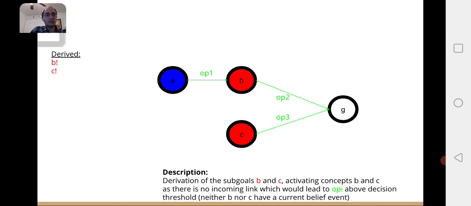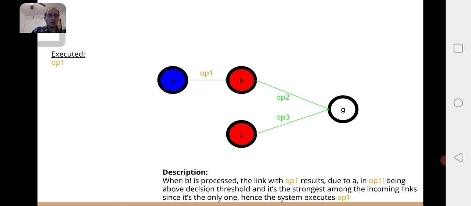from current circumstances. So now, if C is processed, of course, as you see, it has no incoming link, so there is no way to make C happen. However, if we look at B, there's one candidate, and so this is also the best candidate, which is op1. The context is fulfilled, and so we can use op1 to reach B. So the system executes operation 1 with the expectation that B will happen as predicted.